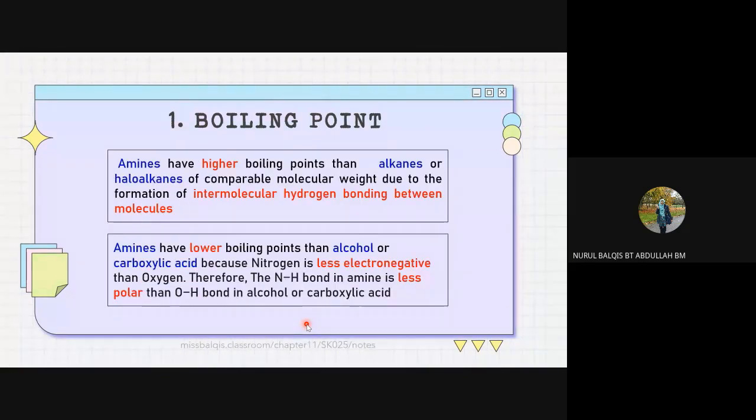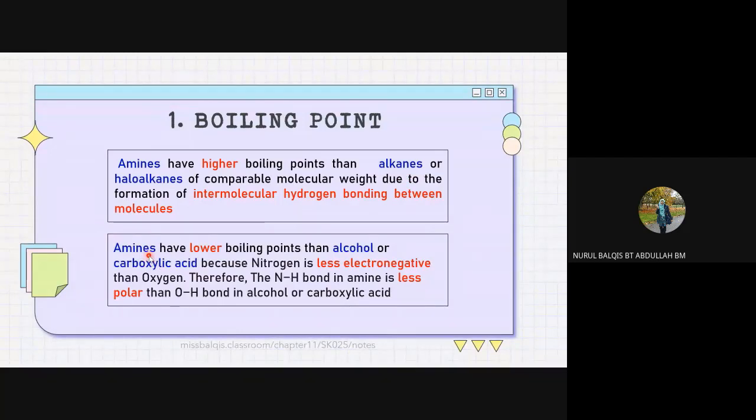Okay, but then you also need to know when comparing amine to other compound. Okay, amine sebab dia ada nitrogen directly attached to H, dia still tinggi daripada compound yang hanya ada carbon, hydrogen dan juga halogen. Okay, alkanes and haloalkanes. Sebab dia boleh buat hydrogen bond. These two can only form dipole-dipole. Dipole-dipole dengan yang ni kita boleh buat ada forces, kiranya Van der Waals lah.